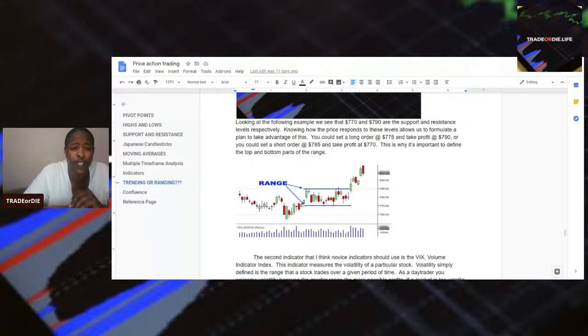So if anyone out there watching wants to learn range trading, the difference between the range and the trending environment, I'm about to get more into that, and also Google Japanese candlesticks.